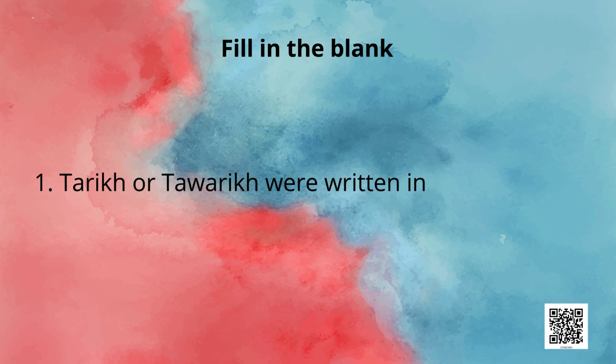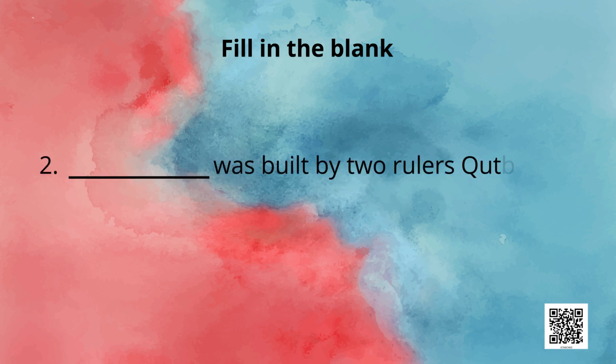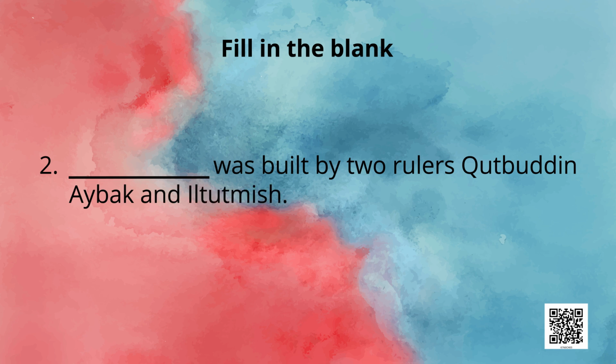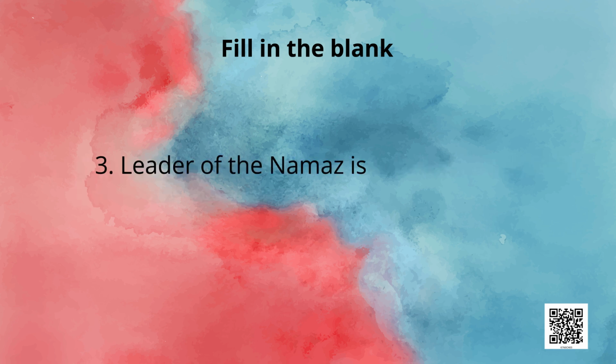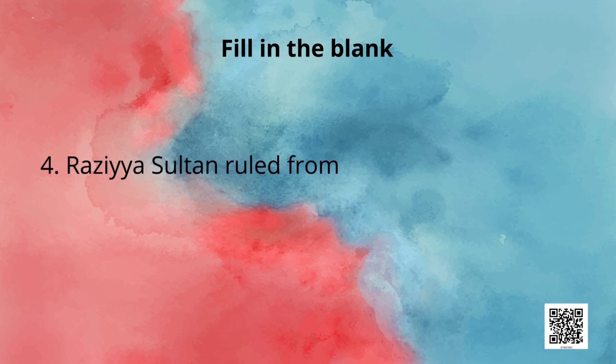So students, now fill in all these blanks. First, Tarikh or Tawarikh were written in dash. Answer is Persian. Dash was built by two rulers, Qutbuddin Aibak and Iltutmish. Answer is Qutub Minar. Next, leader of the namaz is dash. Answer is Imam. Next, Razia Sultana ruled from dash to 1240 AD. Answer is 1236.